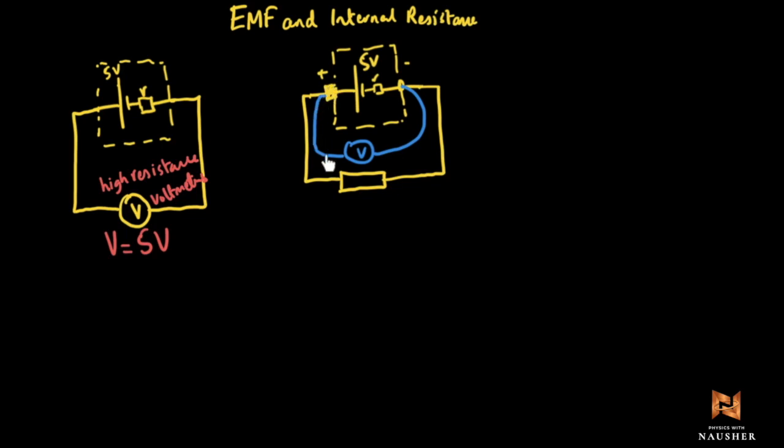It doesn't matter whether the voltmeter is connected here or whether the voltmeter is connected here. The reading has to be the same. So both voltmeters should show the same reading. The question is that when you connect this resistor, this voltmeter reading is no longer 5 volts. The voltmeter reading is less than 5 volts.